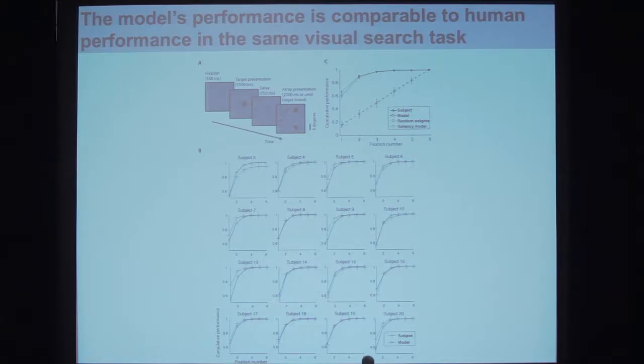So here's a psychophysics experiment trying to ask how well people can recognize and search for objects in complex images by measuring their eye movements. And we show here that this very simple computational model instantiating feedback connections can match human performance extremely well in this very simple visual search paradigm.